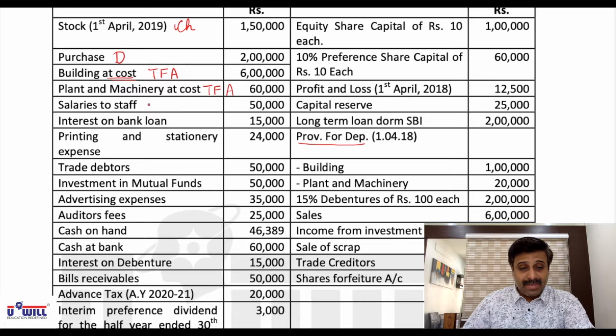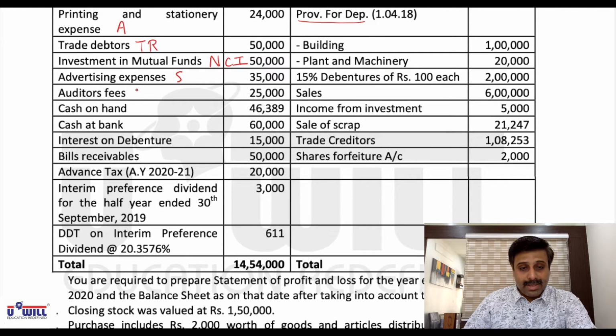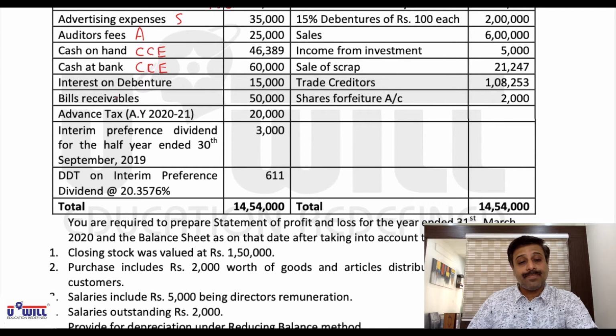Salaries to staff, that is employee benefit expense. Interest on bank loan, finance cost. Printing and stationery, administrative expense. Trade debtors, trade receivables. Investments in mutual funds, non-current investments. Advertising expense, selling expense. Auditors fees, administrative expense. Cash on hand, cash and cash equivalents. Even cash at bank, cash and cash equivalents. Interest on debentures, finance cost. Bills receivable, trade receivables.